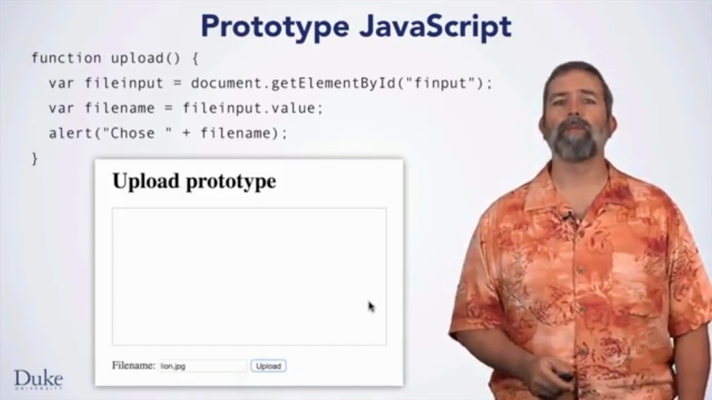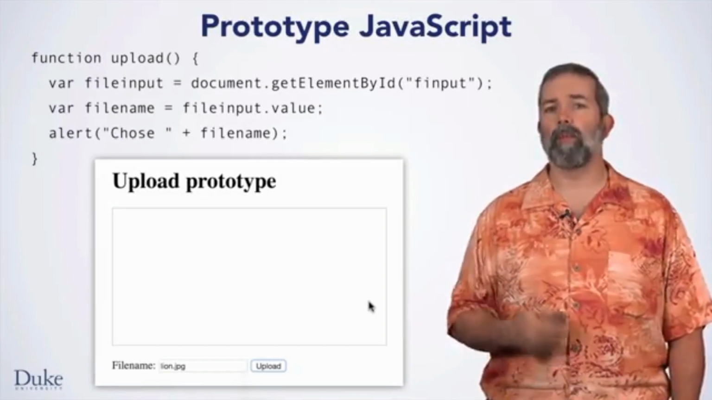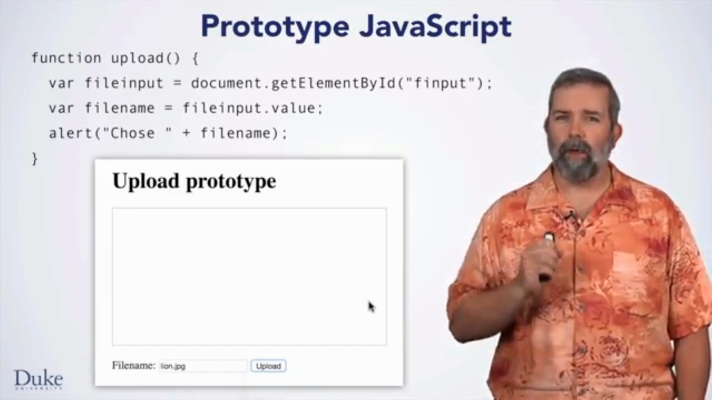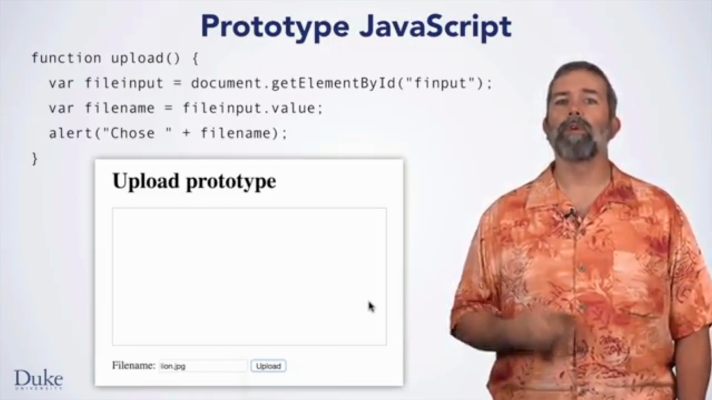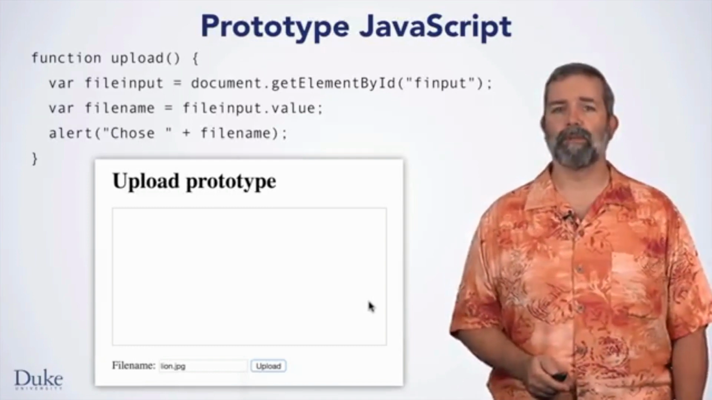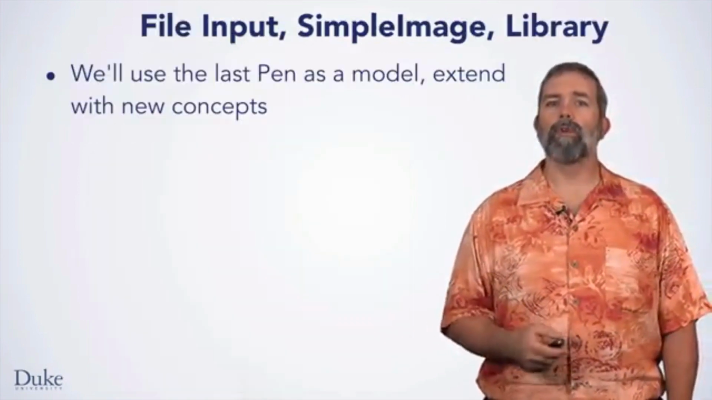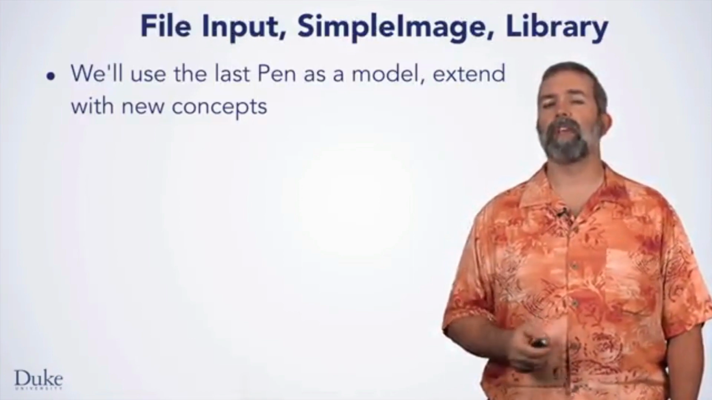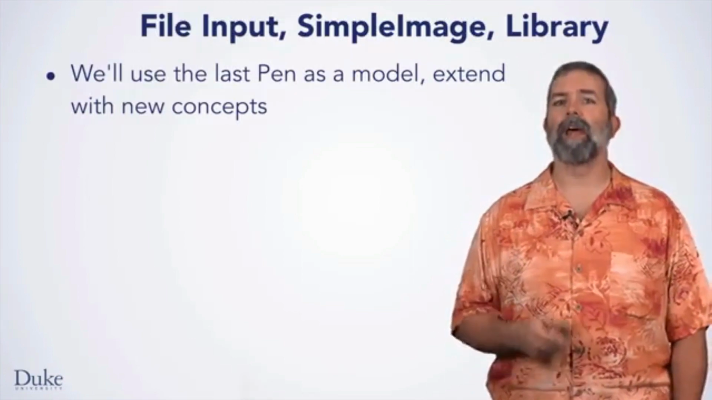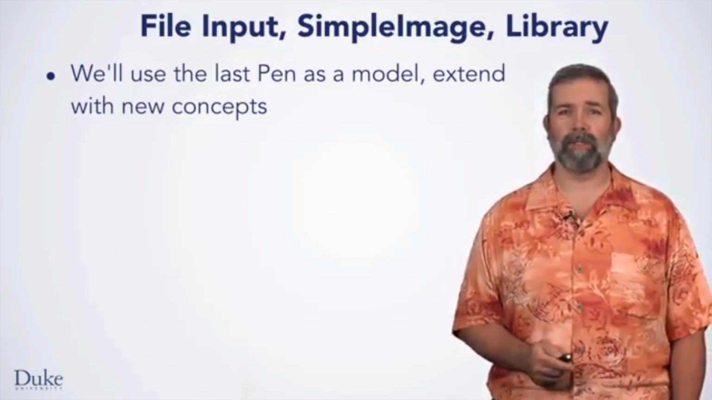When we change the input type to file, we will be guaranteed that the value we get represents an actual file. Though, as we'll see soon, we will need to do some work to ensure that that file is an image. Let's look at some new concepts. We'll use the last pen as a model and extend that prototype to a web page that allows the user to choose an image file, upload it, and display it in the web page.